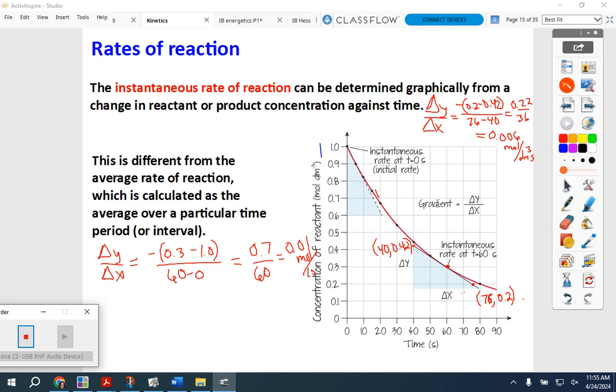They may ask for either one of those. They may ask how you would find one of them. They may ask you to describe the process of finding it. There's lots of different ways they could ask you about this. But that is the basics of calculating the rate of reaction from a graph.